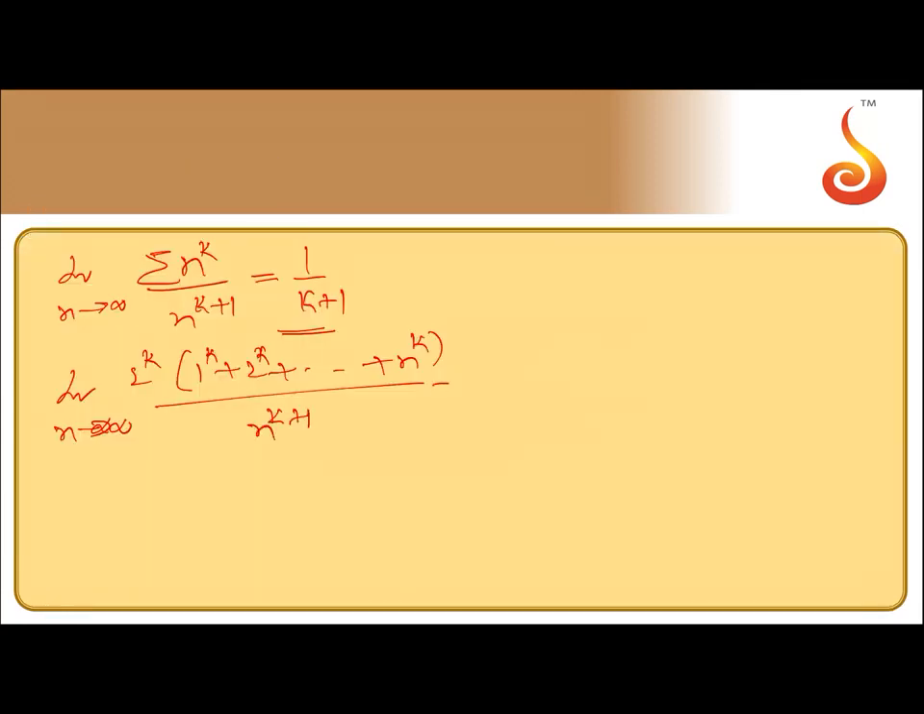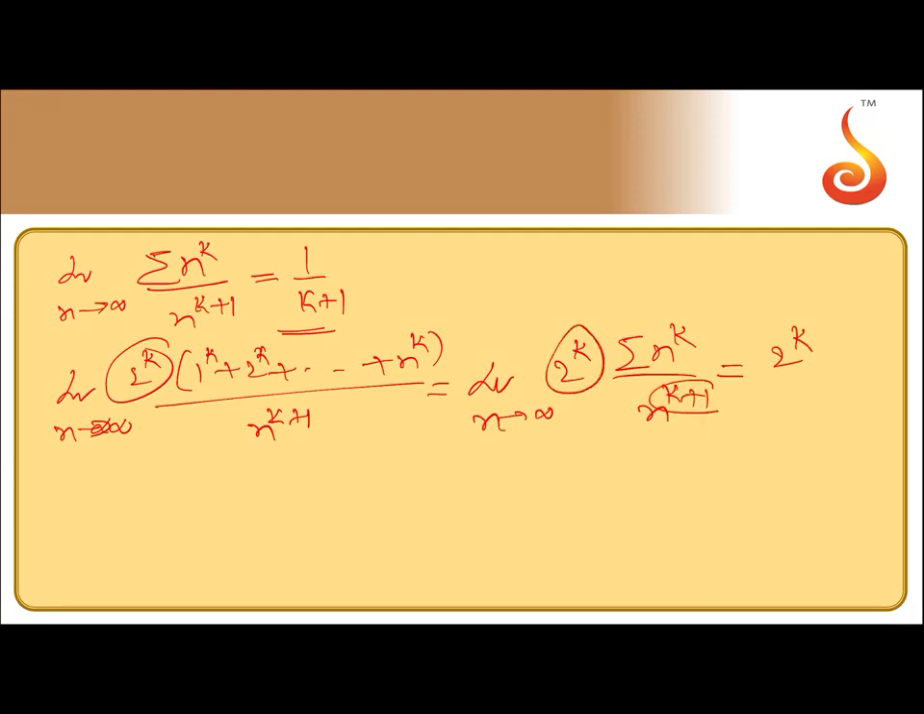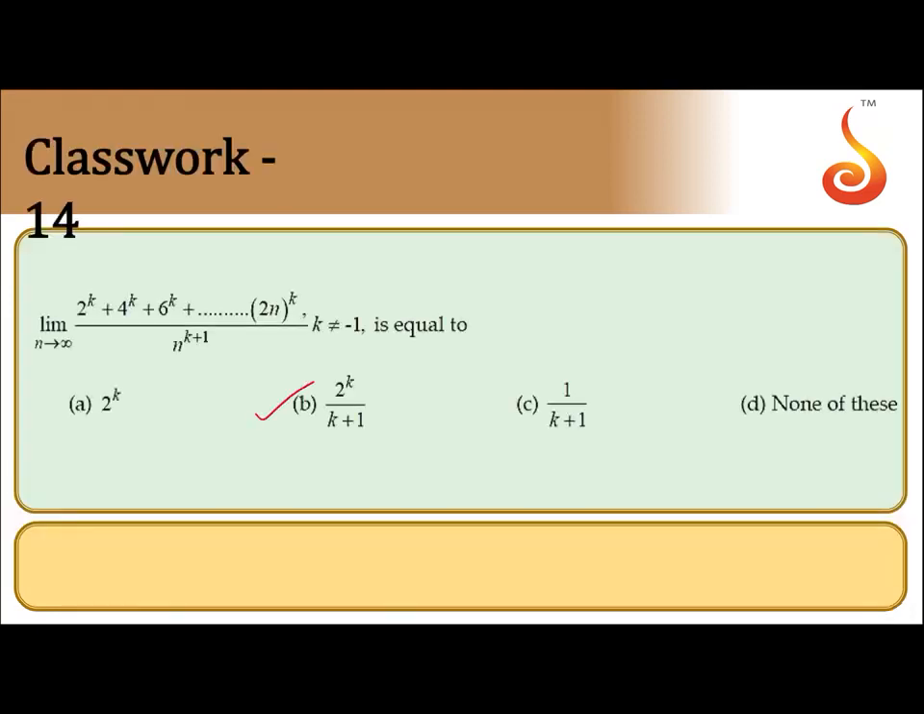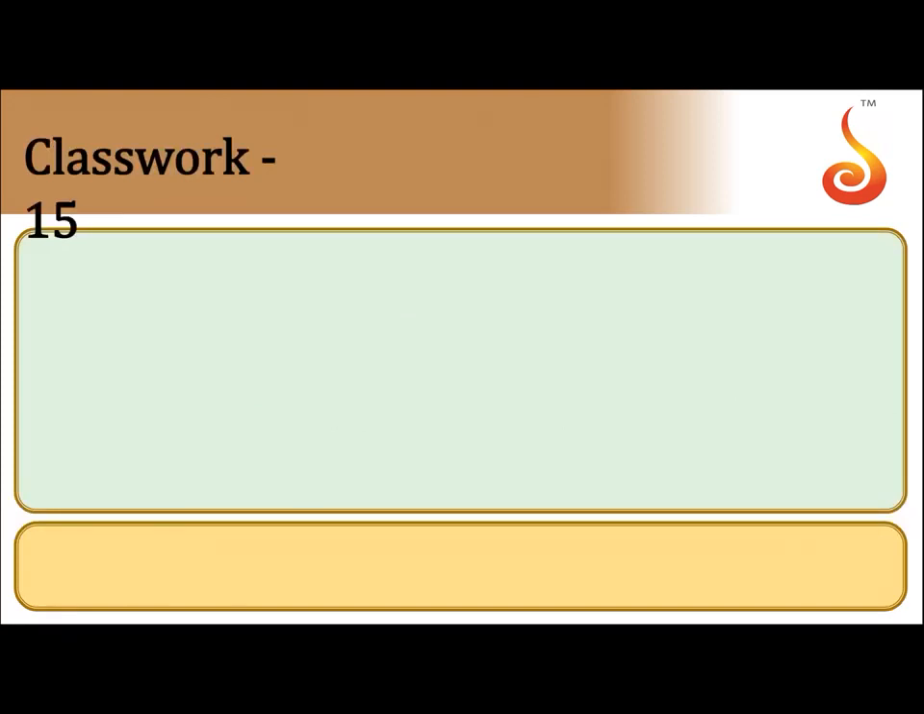N to the power of k plus 1. Why didn't you take out the common here? It is limit n tends to infinity 2 power k into sigma n to the power of k by n power k plus 1. So the answer is equal to 2 power k divided by k plus 1.